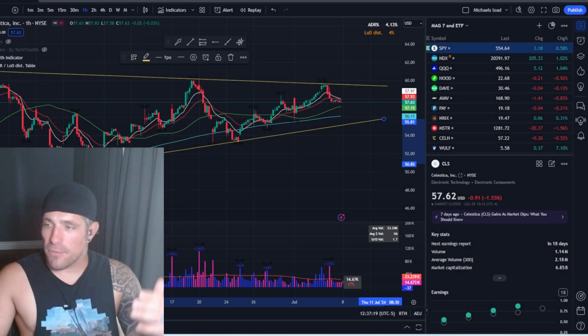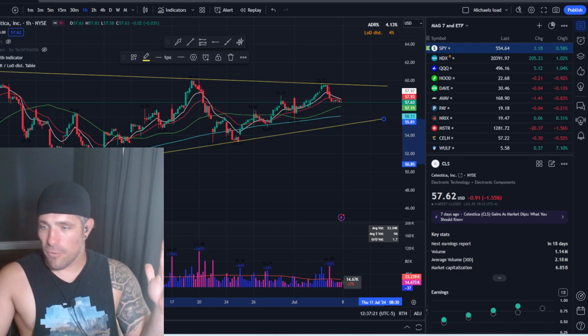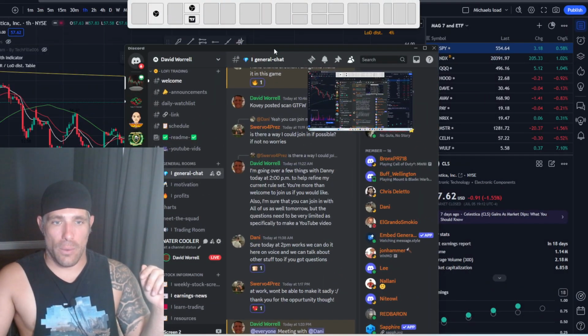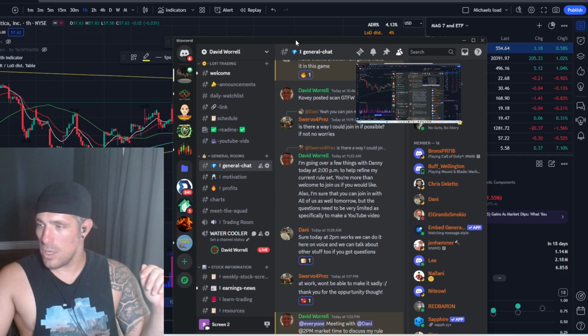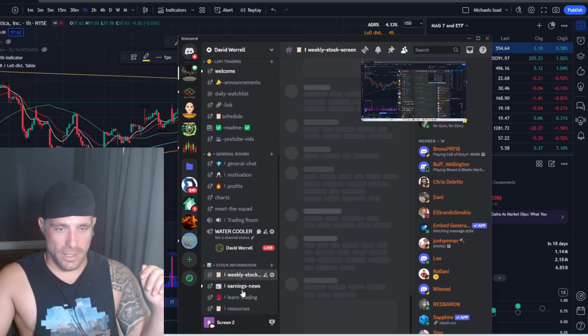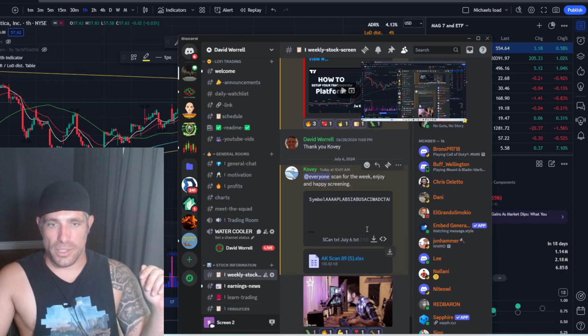Okay, we've been over this a few times before, but just to keep it fresh in your head, I want to show you exactly how we do this. Now, this is our Discord, and if you go down to this area where it says the weekly stock screener, you'll see that our right-hand man, Covey, added everyone for the scan of the week.